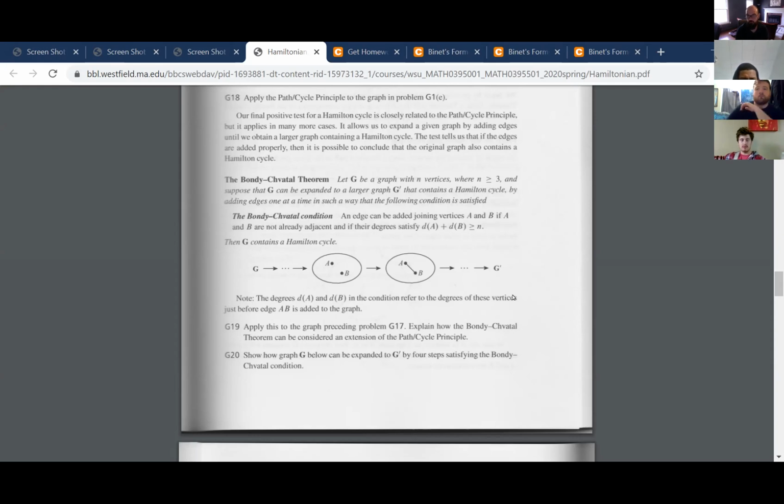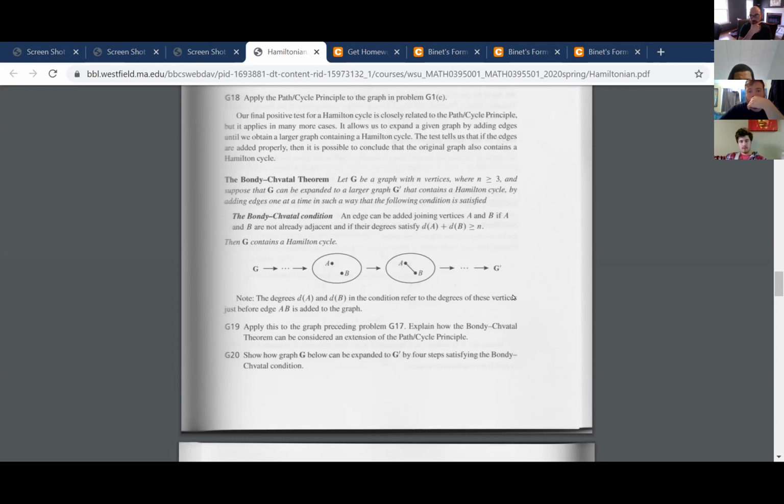And if they don't pass that test, where the degrees are too small, that doesn't mean there isn't a Hamiltonian cycle. That just means we can't prove that there is one. Correct. So it's not an if and only if. It's only a one-way implication. Same thing with Bondy-Chvátal. There's a then here.